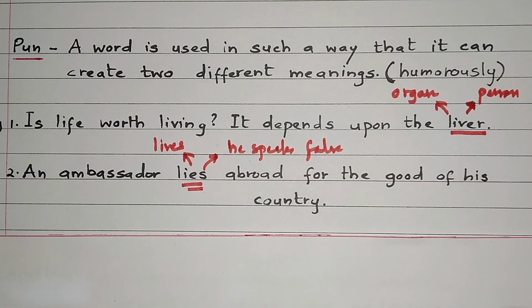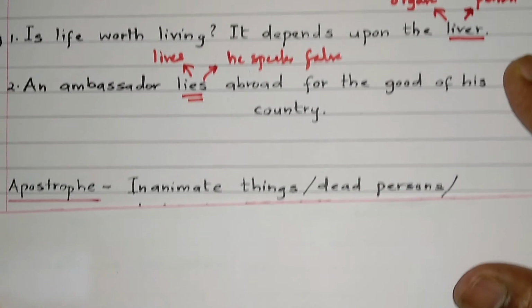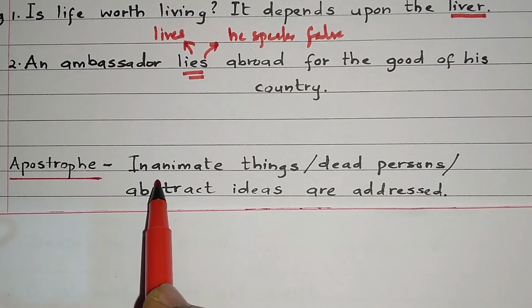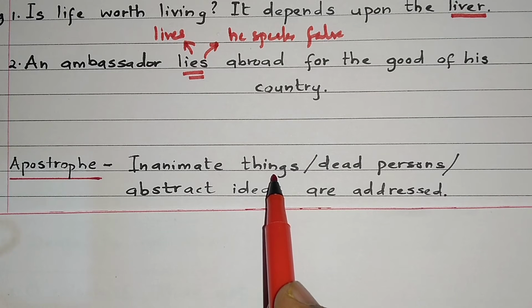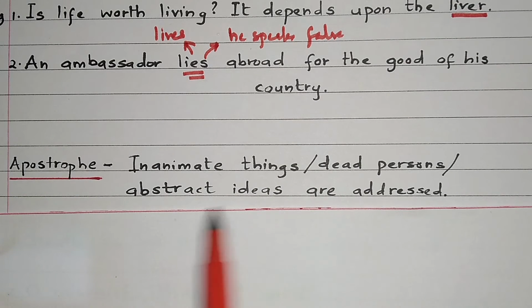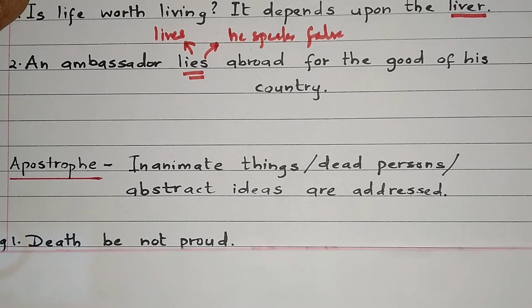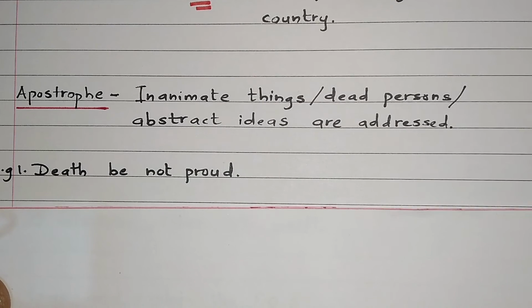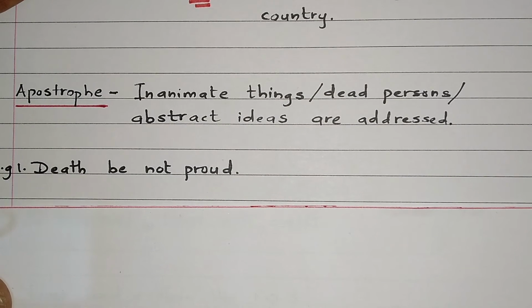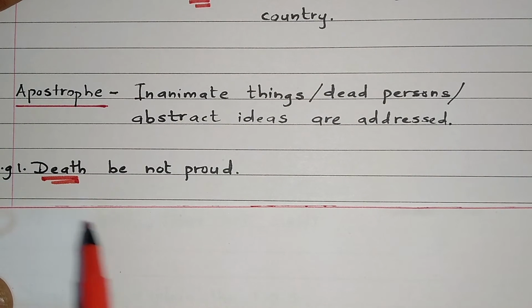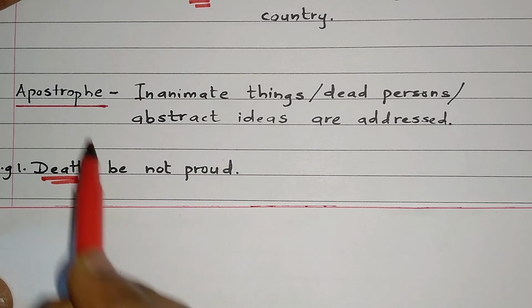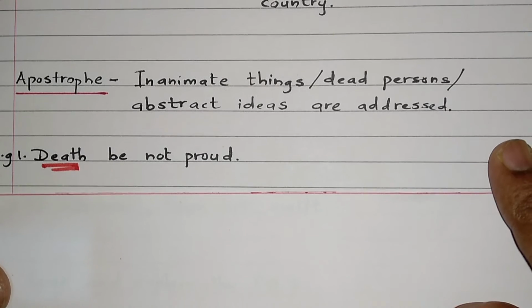The next figure of speech, friends, is apostrophe. Apostrophe is a figure of speech in which an inanimate thing or a dead person or an abstract idea is addressed. For example, death be not proud. Here, death is addressed and death is told, don't be proud, by the poet. So the figure of speech is apostrophe.